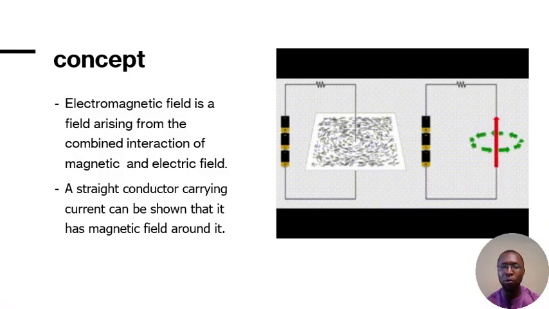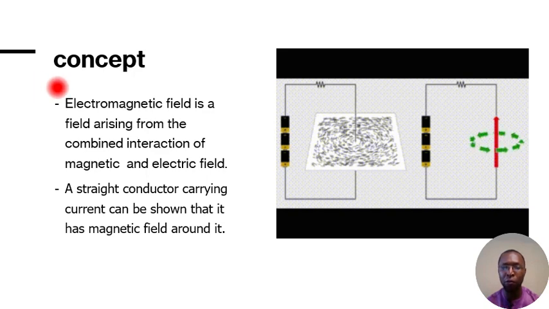When we talk about electromagnetic field, it's actually a combination of two words, electricity and magnetic field. The combination of electric field and magnetic field. Now, electromagnetic field is a field arising from the combined interaction of these two fields, magnetic field and electric field. And how can we verify this?